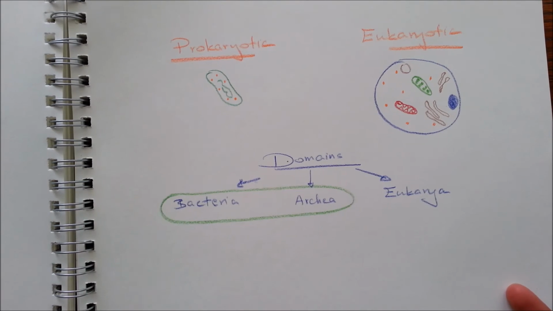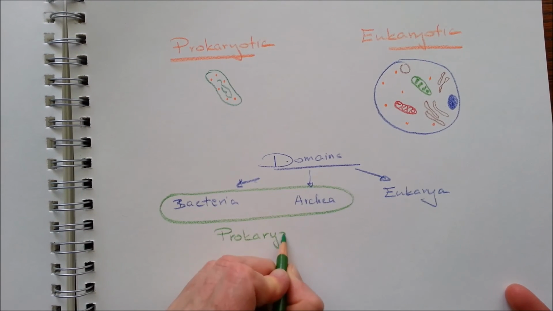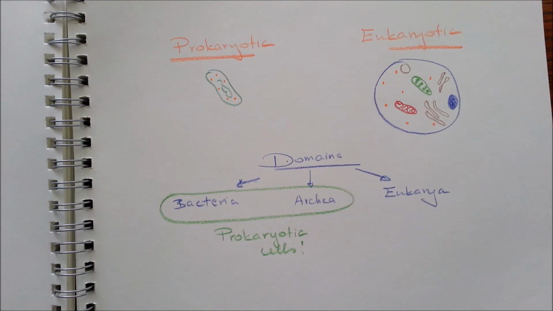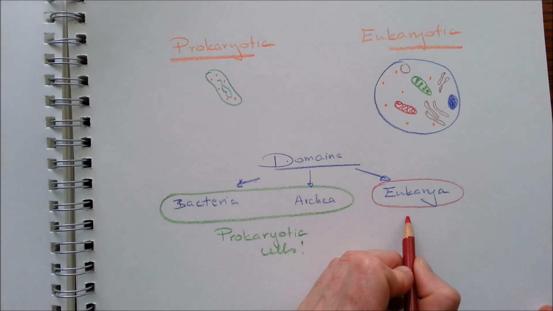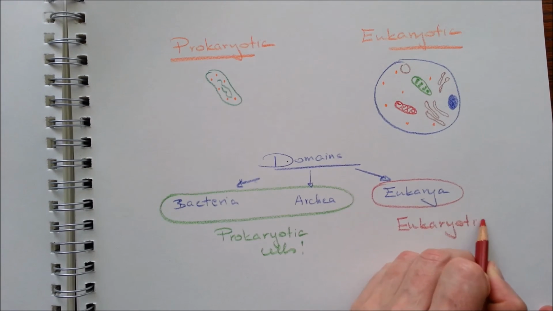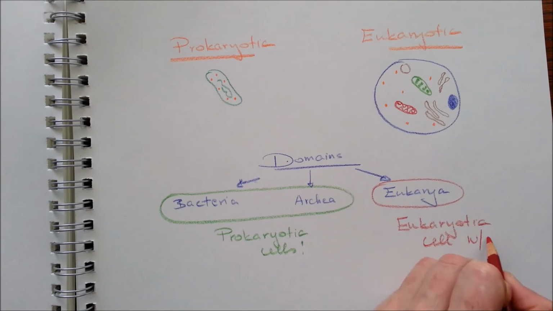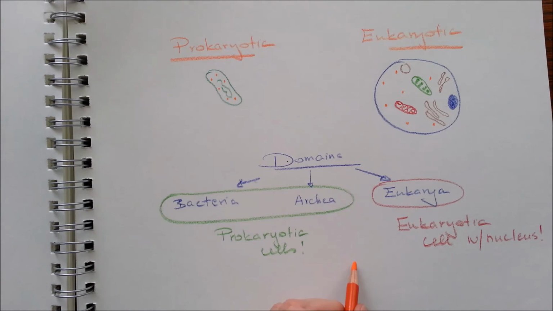The bacteria and archaea domains contain prokaryotic cells, and they are unicellular organisms. On the other hand, the eukarya domain contains eukaryotic cells with a nucleus.